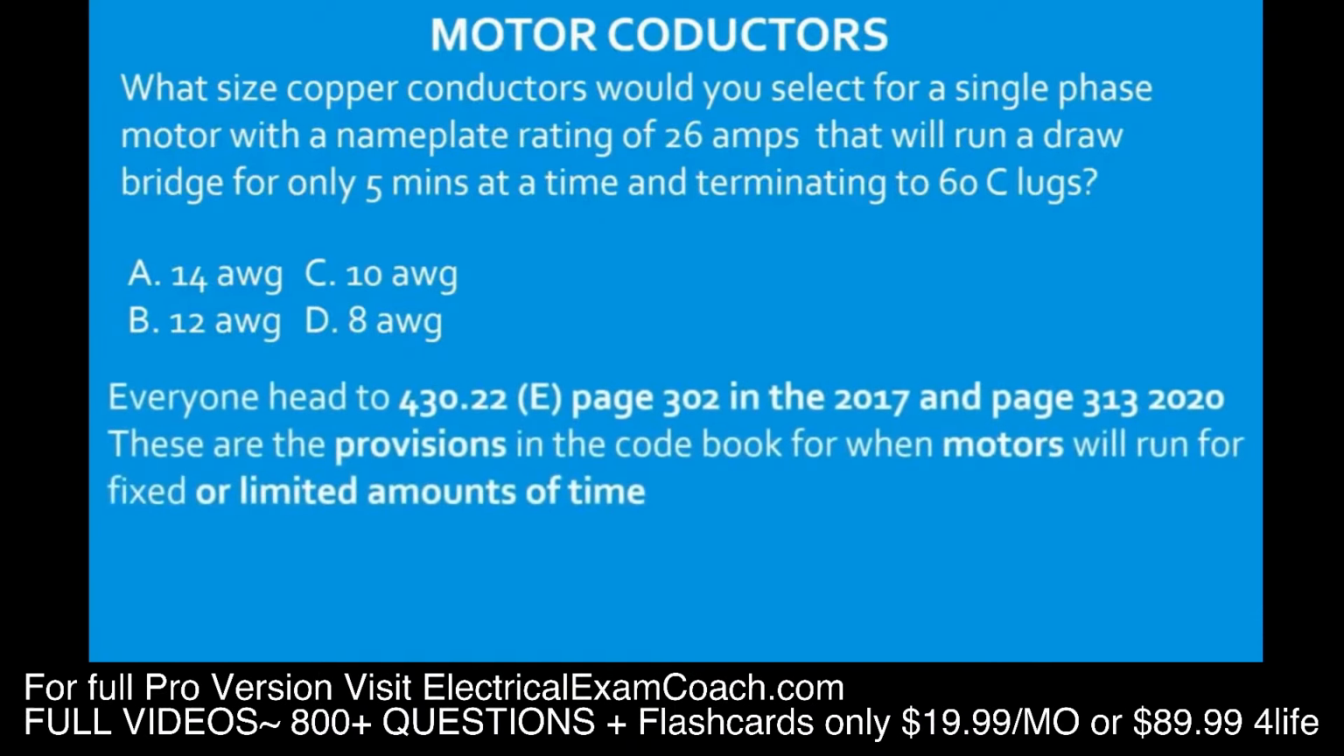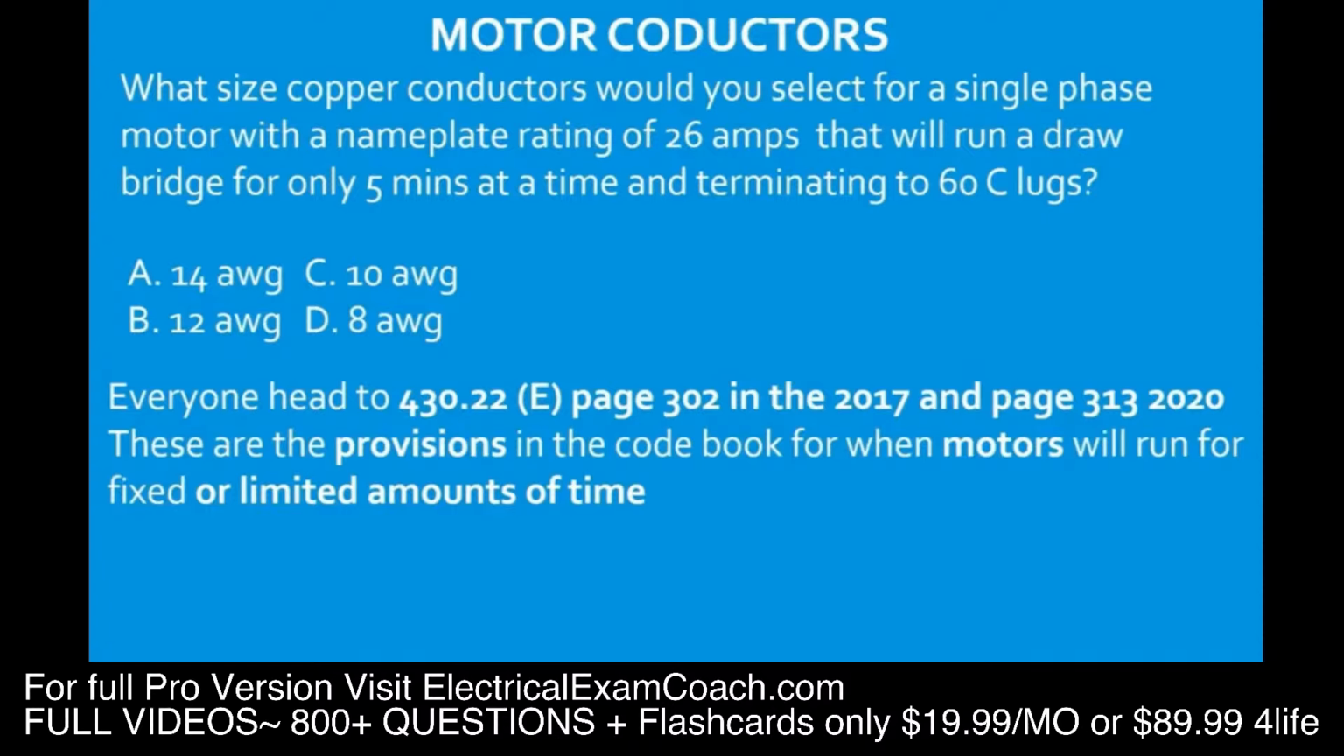Everyone head to 430.22(E). It's on page 302 of the 2017 and on page 313 of the 2020. There are provisions in the code book for when motors will only run for a fixed or limited amount of time, that you can have a reduced amp draw to size your wire by. Or sometimes it's actually an increased amp draw. So it's just really another demand factor. So everybody head there now. Pause the video now if you need to.